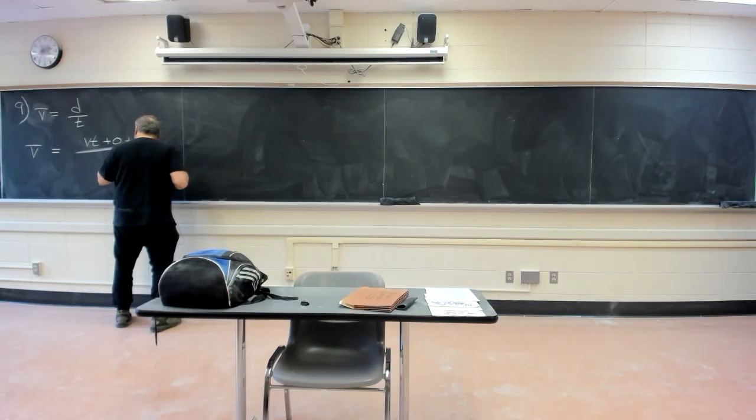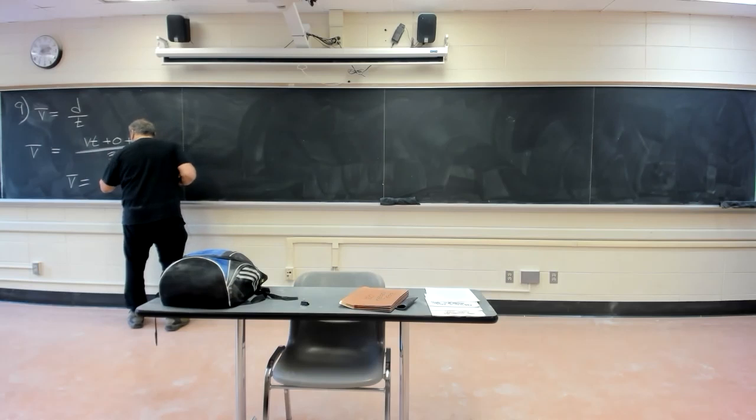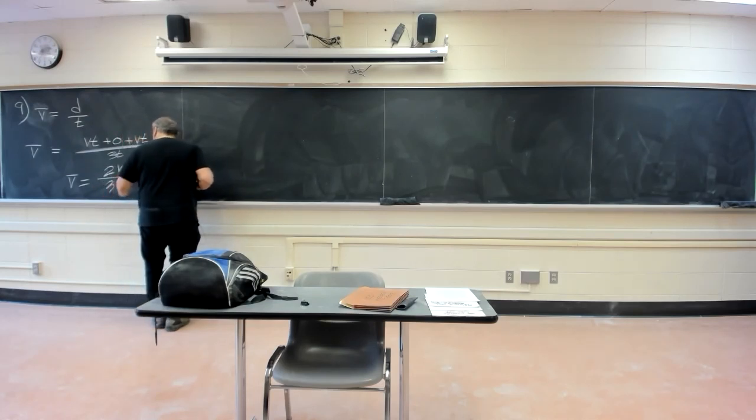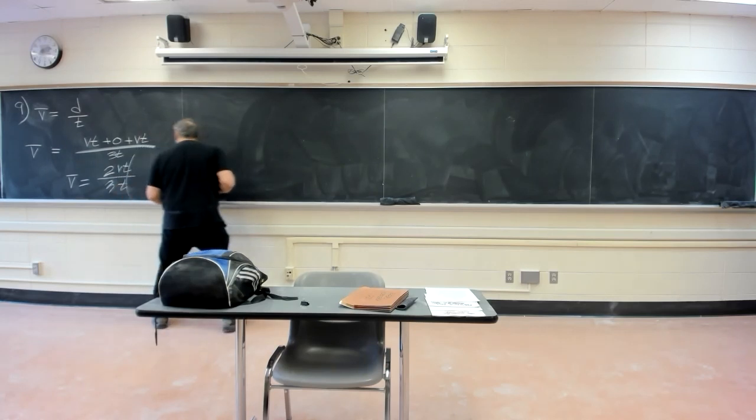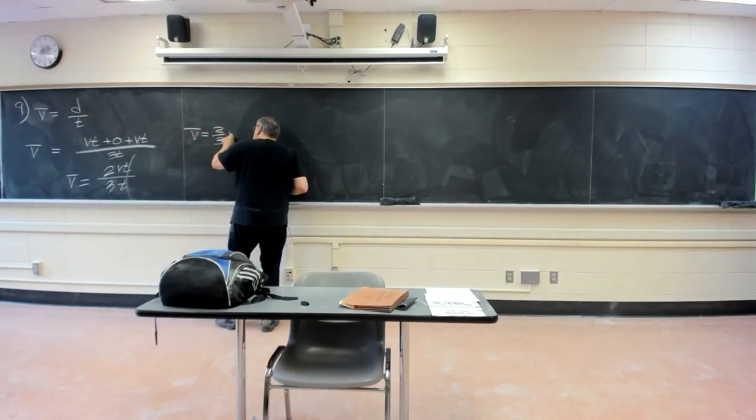T plus t plus t is 3t. You add these together, you get 2v. Vt and Vt is 2Vt over 3t. The t's cancel. Interesting problem.